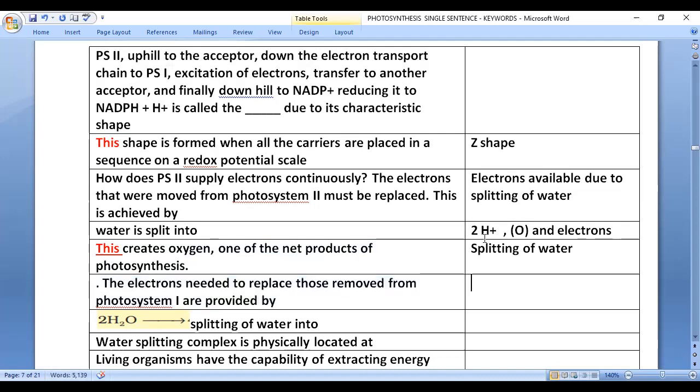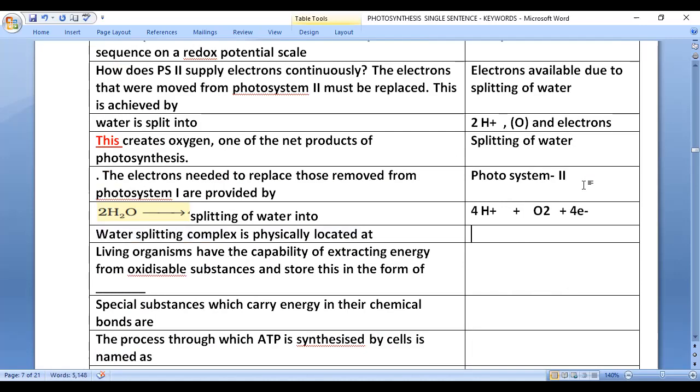The electrons needed to replace those removed from photosystem 1 are provided by photosystem 2. Splitting of water: 2H2O into 4H+ plus O2 plus 4 electrons. The water splitting complex is physically located on the inner side of the membrane of the thylakoid.